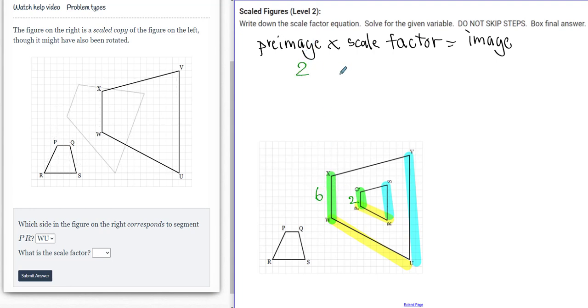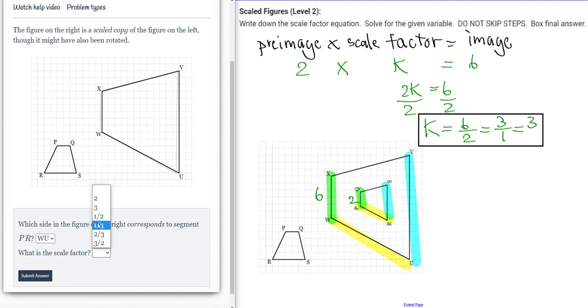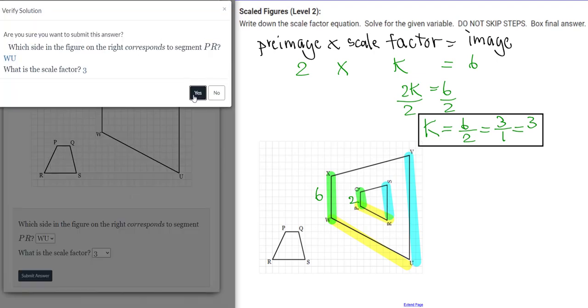So the pre-image is 2 multiplied by K is equal to 6, which simplifies to 2K is equal to 6, and then by the division property of equality, we find out K is equal to 6 over 2, which reduces to 3 over 1. Remember, divide by 2, or it can simplify just to the whole number 3. So remember video 1 talked about how if the scale factor is larger than 1, it's considered an enlargement. Obviously, the pre-image enlarged a significant amount to turn it into the image. So the scale factor in this case is going to be 3. Check to make sure we got it right.